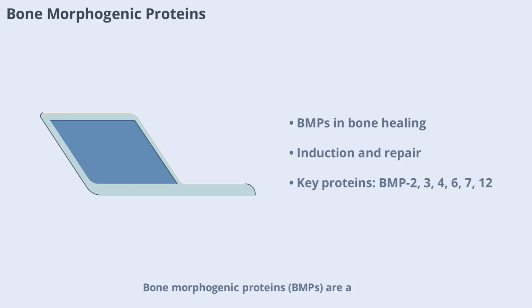Bone morphogenic proteins, BMPs, are a unique group within the TGF-beta superfamily, playing a pivotal role in bone induction, maintenance, and repair. The human genome encodes at least 20 BMPs, with BMP 2, 3, 4, 6, 7, and 12 being particularly important in bone healing. These proteins are integral to successful periodontal regeneration.